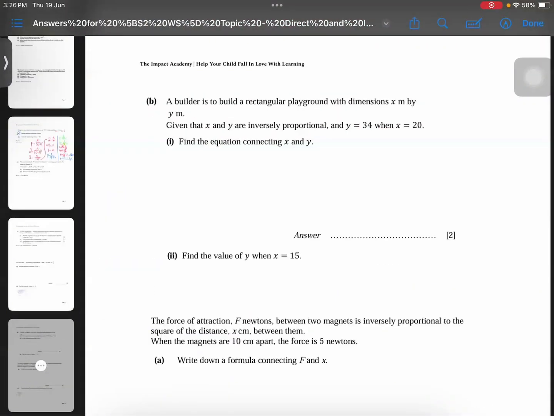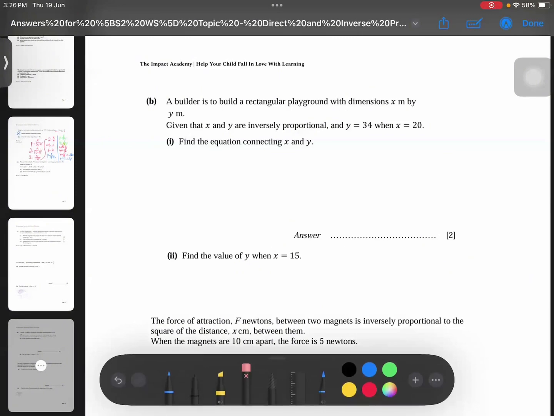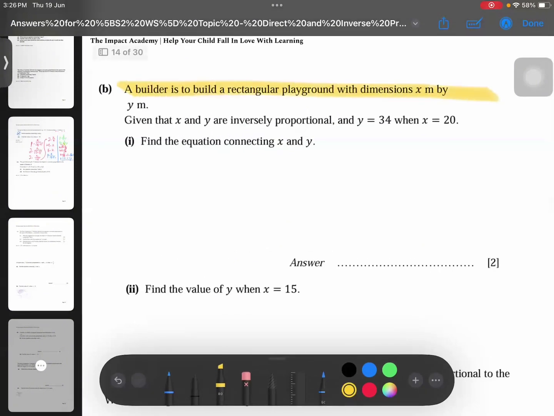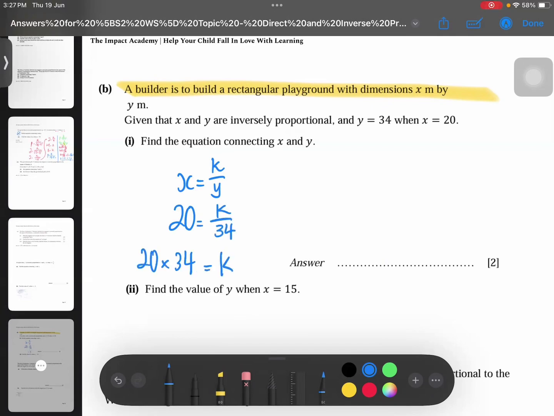In the next question, as you can see over here, it says that a builder is to build a rectangular playground with dimensions x meter by y meter, given that x and y are inversely proportional. So what we are going to do is we're going to form the equation first. Can you understand this? All right, and then they say y equals 34, x equals 20. So 20 equals k over 34. Do you understand? All right, so k is equal to what? 20 times 34.